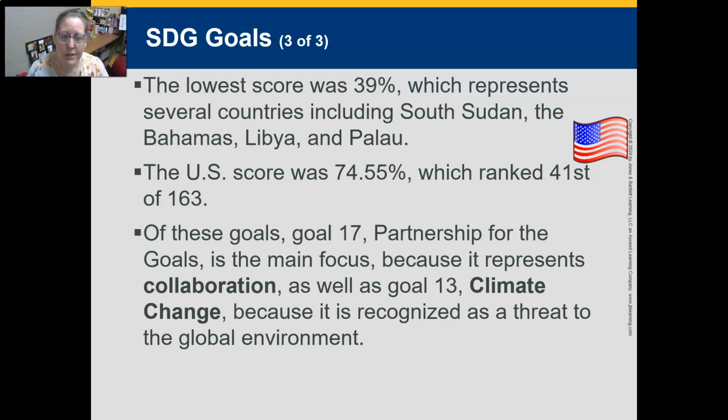The U.S. score was 74.55%, which is not bad. It ranks us 41 out of 163. Of these goals, Goal 17, the partnership for the goals, is the main focus because it represents collaboration, as well as Goal 13, climate action, because it is recognized as a threat to the global environment. Although all of the goals are important, of course.